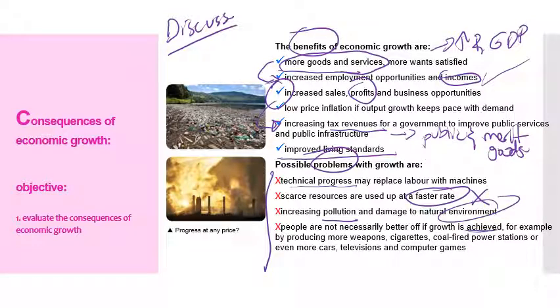For example, by producing more weapons, more cigarettes, coal-fired power stations, or even more cars, televisions, and computer games, that would lead to problems. Now, cigarettes, for example, are an example of a demerit good. It means it is something harmful. And also the televisions and computer games are a problem because people would become less social. It might lead to more problems later on in the future, such as autism and so on.